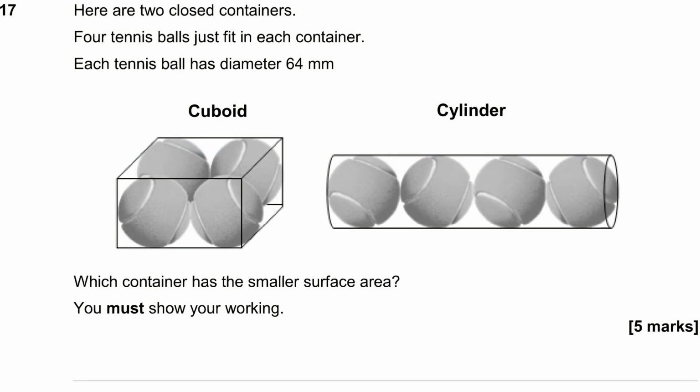Question 17. Here are 2 closed containers. 4 tennis balls just fit in each container. Each tennis ball has a diameter of 64 millimeters. Which container has the smallest surface area? You must show your working.